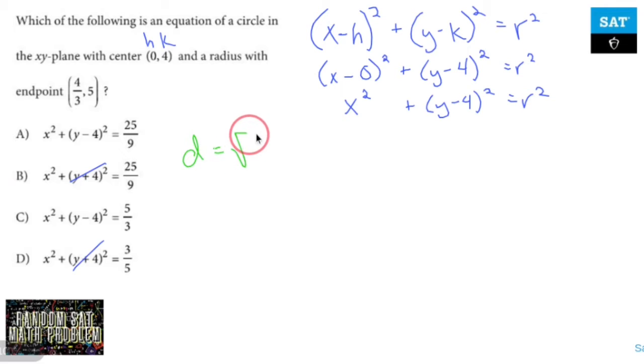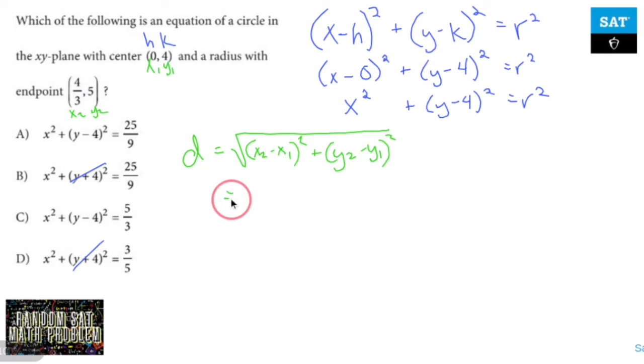D equals the square root of (x sub 2 minus x sub 1) squared plus (y sub 2 minus y sub 1) squared. It doesn't really matter which is which. I'll call this one x sub 1, y sub 1, and this one x sub 2, y sub 2. So my distance, or in this case my radius, because my distance is my radius, is going to be (x sub 2, which I called 4/3, minus 0) squared plus (y sub 2, which I called 5, minus 4).